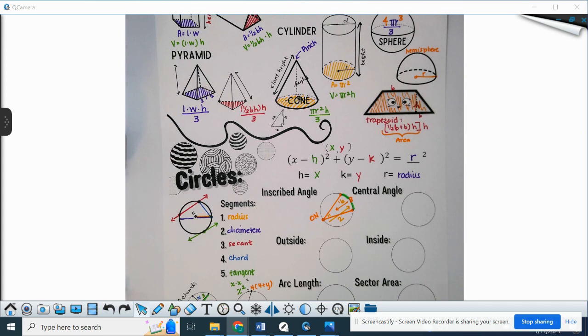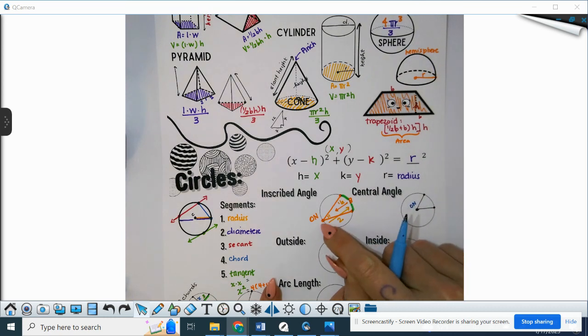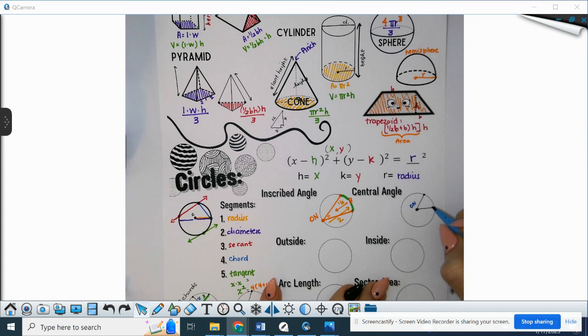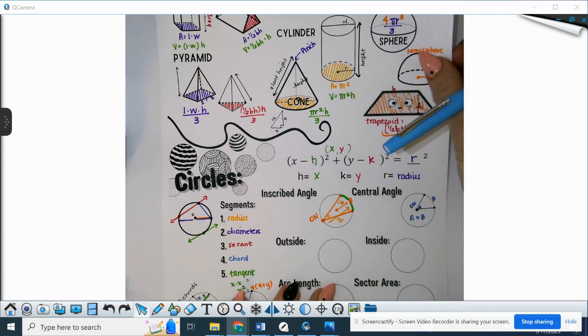Now, central angle. You hear the word center, so we need the center of our circle, and it's going to be an angle as such. Central angles have the vertex on the center, not on the outside. So that means they're the same. If this is angle A and this is angle B, A is equal to B. They are always going to be the same measure. So if this is 72, this is 72. If it's 112, this is 112, as long as the vertex is on the center. Whereas when the vertex is on the outside, it halves as it works in and doubles as it works out.